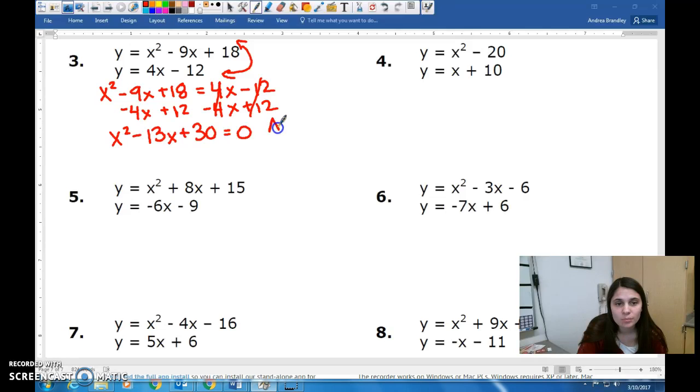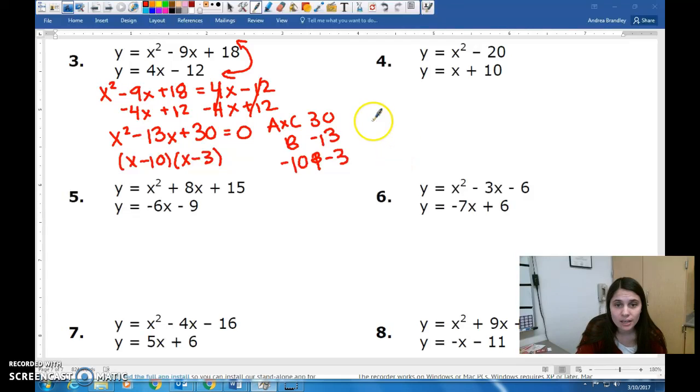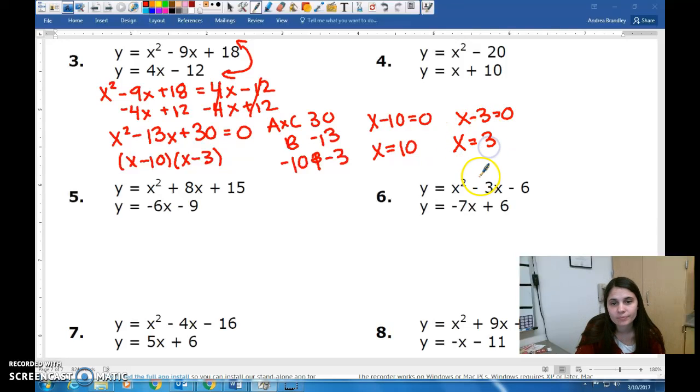I'm going to go ahead and find my a times c so I can factor. So I have 1 times 30 is 30, and my b is negative 13. Two numbers that multiply to 30 and add to negative 13 are negative 10 and negative 3. So this factors to x minus 10 and x minus 3. To solve that, I'll set each of those equal to 0: x minus 10 equals 0, x minus 3 equals 0. I can add 10 to both sides, and x equals 10. Add 3 to both sides, and x equals 3.